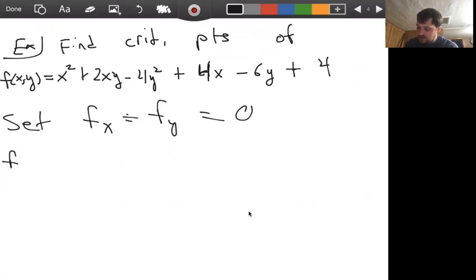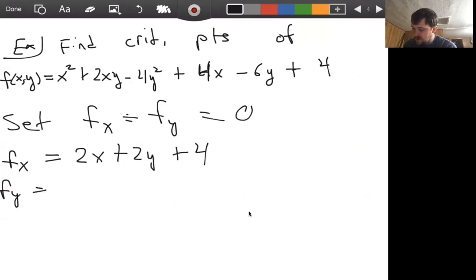Well, f sub x is 2x plus 2y plus 4, and the y partial derivative, that should be 2y, right? Oh, no, what am I doing? That's right. Yeah, 2x plus 2y plus 4. And this one would be 2x minus 8y minus 6. There we go.